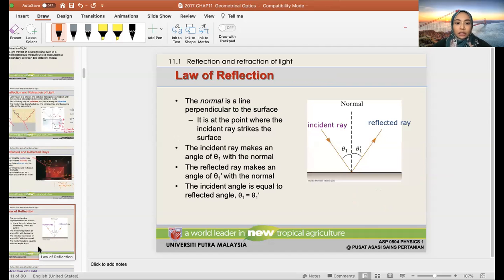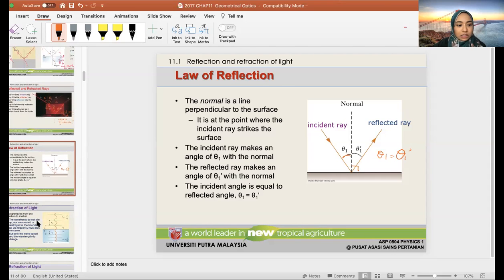Okay, so law of reflection. The normal is a line perpendicular to the surface. We talked about this, so it's always 90 degrees. It is at the point where the incident ray strikes the surface. So this is my incident, this is theta 1. Then reflected, the same. Theta 1 is equal to theta 1 prime. The incident angle is equal to the reflected angle. We know this. The reflected angle is the same as the incident because they are in the same medium. The properties of light do not change.